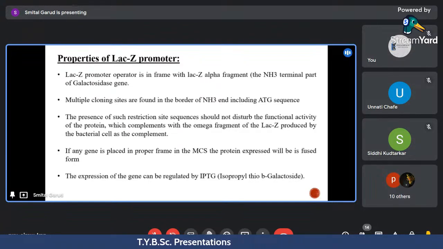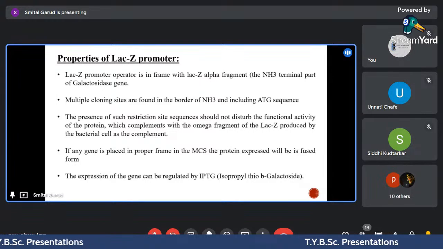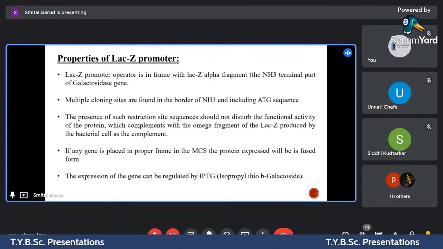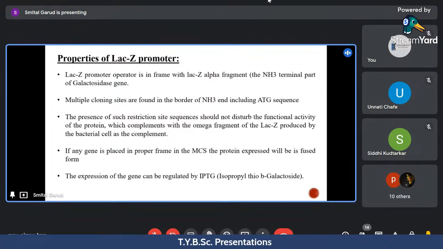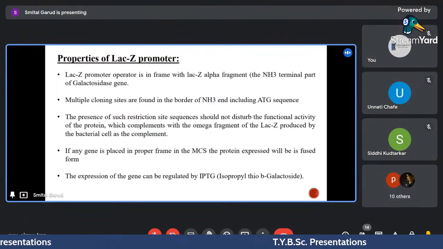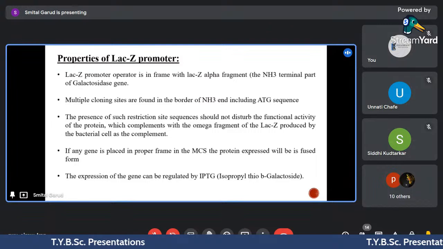So the lacZ promoter operator is in frame with the lacZ alpha fragment, the NH3 terminal part of the beta-galactosidase gene. Multiple cloning sites are found in the border of NH3 including the ATG sequence. The presence of such restriction site sequence should not disturb the functional activity of the protein, which complements with the omega fragment of lacZ produced by the bacterial cell as a complement. If any gene is placed in a proper frame in the MCS, the protein expressed will be a fused form.